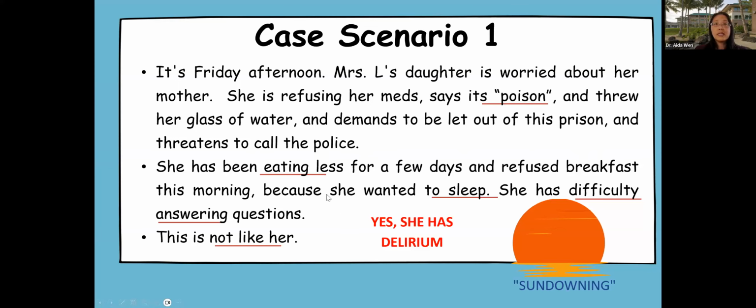She's eating less for a few days and refused breakfast this morning because she wanted to sleep, right? So her sleep-wake cycle is getting messed up and she's more somnolent than usual. She has difficulty answering questions, indicating that she can't focus enough to pay attention to what you're actually asking her and organize enough to formulate a response. And then the most important criterion is that this is not like her. This is a new change in the last 24 to 48 hours. So yes, she has delirium, right?